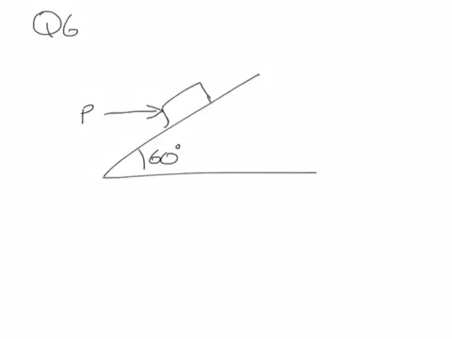Question 6 gives us a crate and tells us it's a mass of 30 kilograms, so our weight is going to be 30g. It's inclined at 60 degrees to the horizontal. The coefficient of friction is a third. We're told that a horizontal force P is applied to the crate and it's on the point of moving.